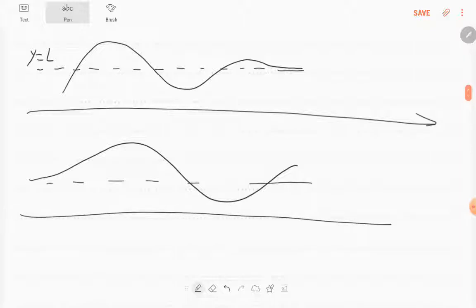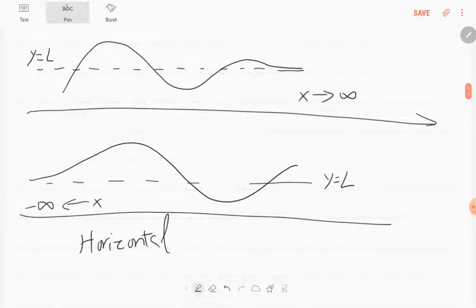So this is x approaches positive infinity. If x approaches negative infinity, and the curve approaches the dashed line y equals L, then this would be a horizontal asymptote. So this is the horizontal asymptote.